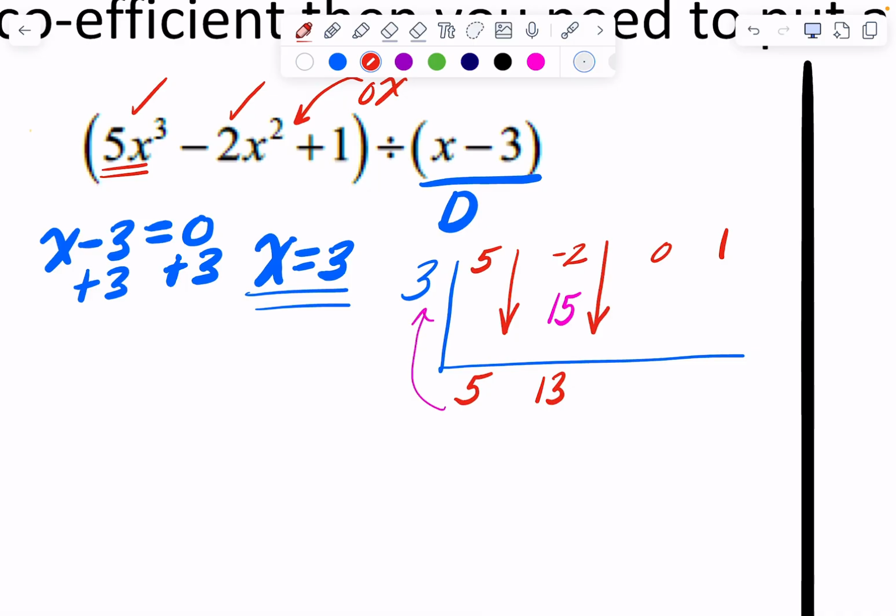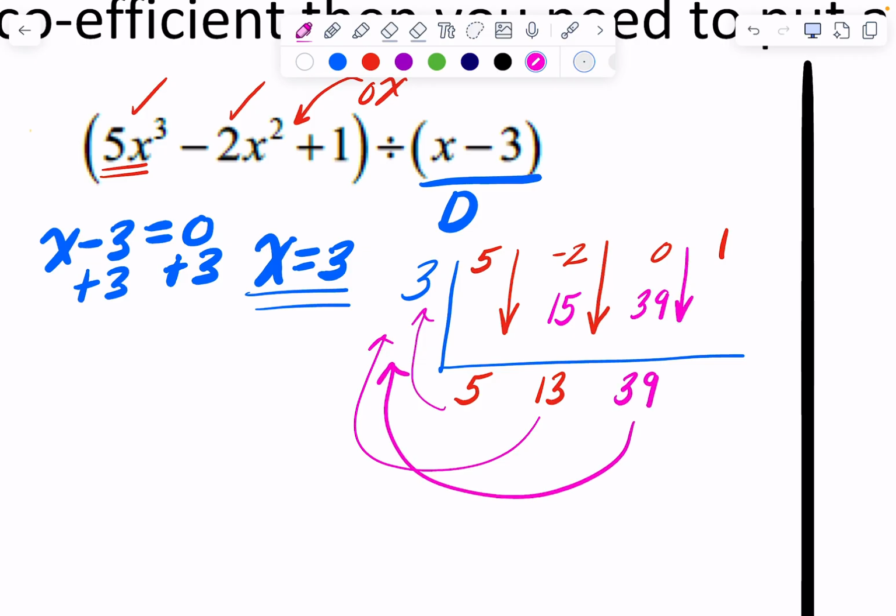Then we take that 13 and multiply it up to the 0. So isn't that 39? Add straight down. Multiply up. 117. So you're right, 118.